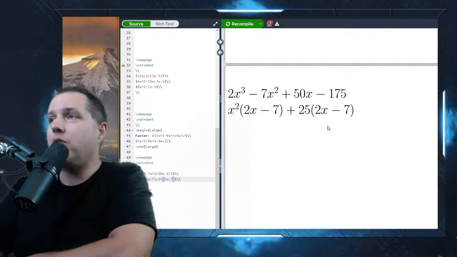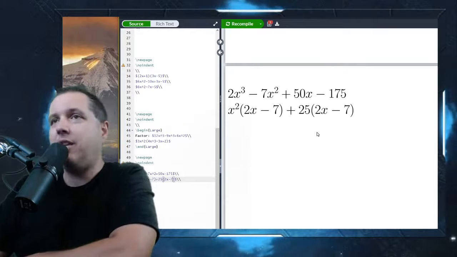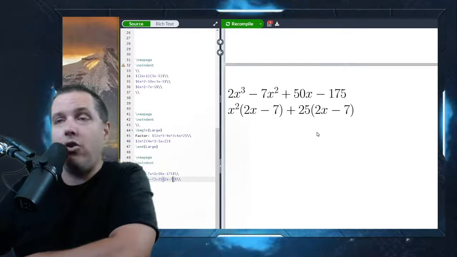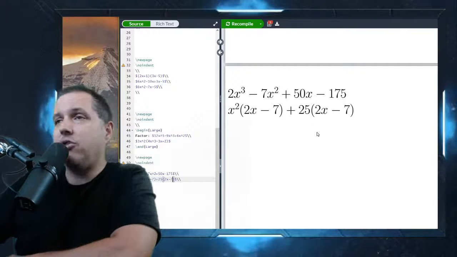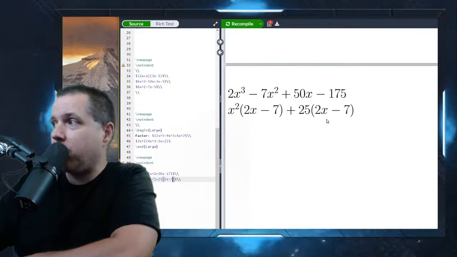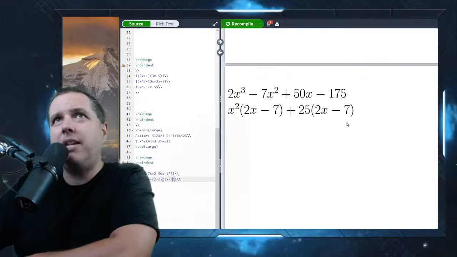Now, this is the point where some people panic and go, what? It's a binomial? It doesn't make any difference if the thing in common is a monomial or a binomial or whatever. It makes no difference. They have it in common, so it is a common factor. Okay, you're going to do this a lot. So you just recognize, okay, they each have a 2x minus 7 in them.